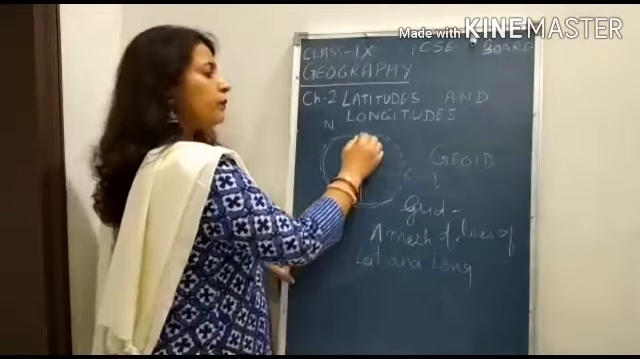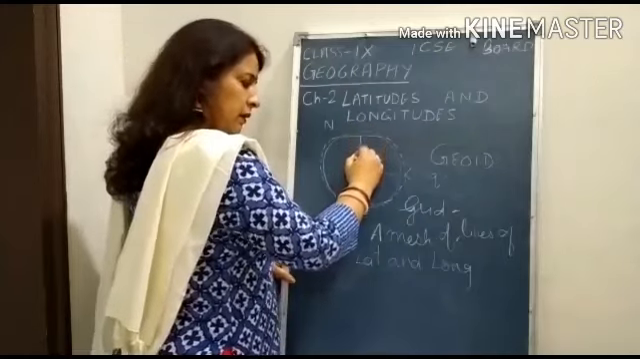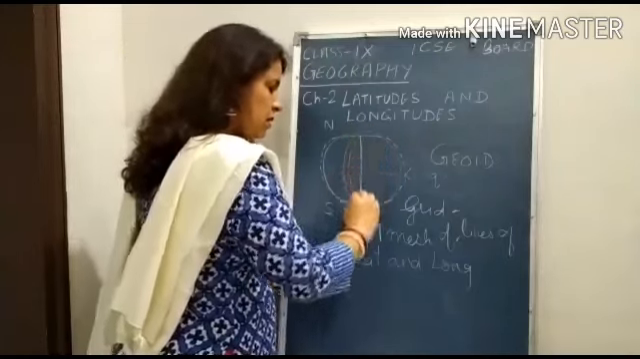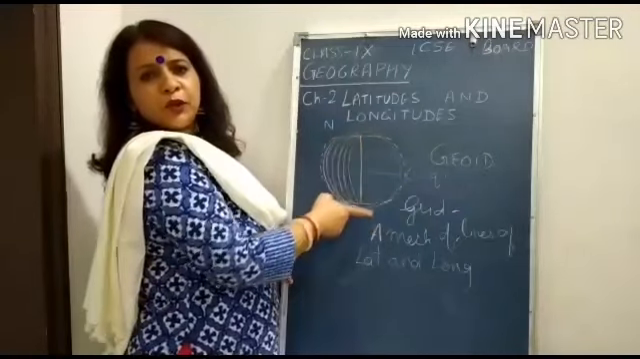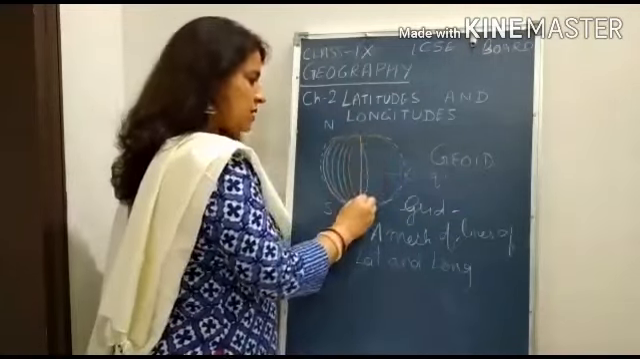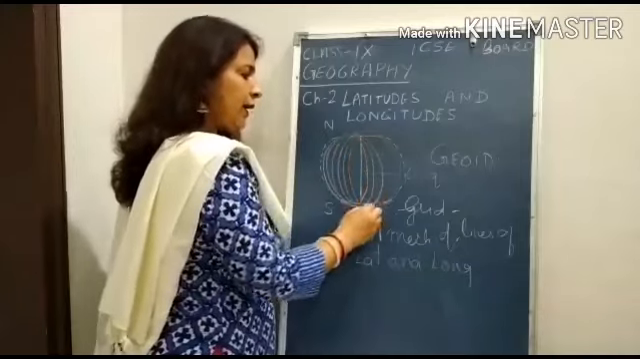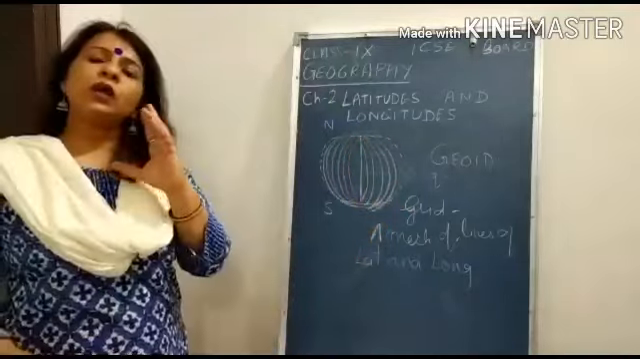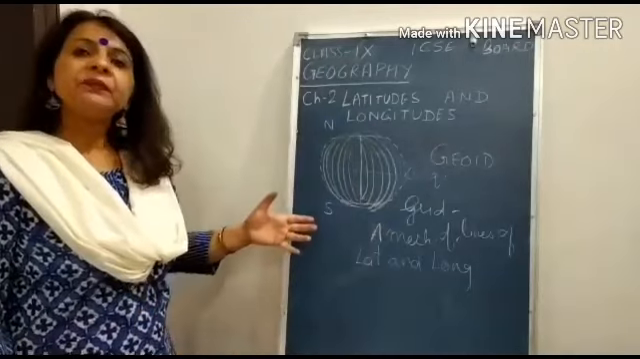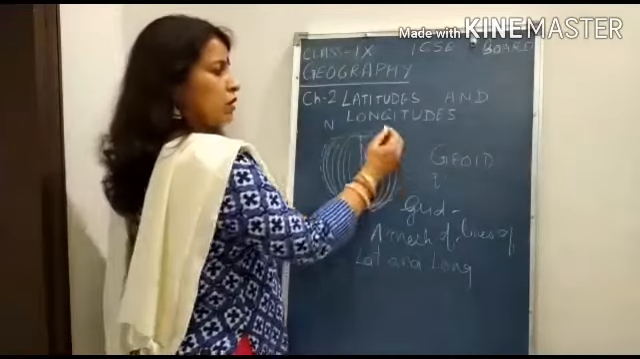Okay, so we are dividing the earth among certain longitudes running from North Pole to South Pole. These long lines are called longitudes. And how many longitudes do we have? Yes, how many longitudes do we have?